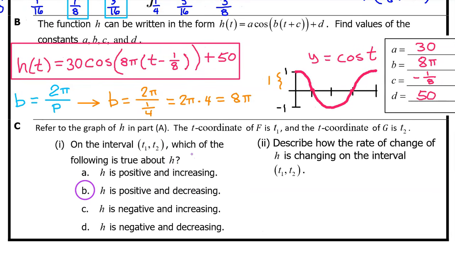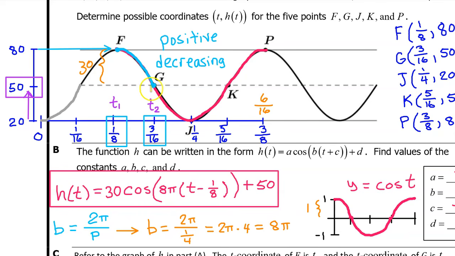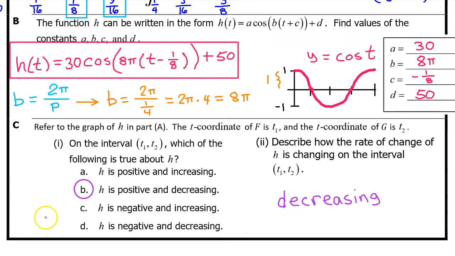C. Part 2. Describe how the rate of change of h is changing on the interval from t1 to t2. Back in Unit 1, we learned that if h of t is concave up, the rate of change is increasing, and if h of t is concave down, the rate of change is decreasing. On the interval from t1 to t2, h of t is concave down. Therefore, the rate of change is decreasing. They did not ask us to justify our answer, so it's probably safest to answer with a single word. Just say decreasing.